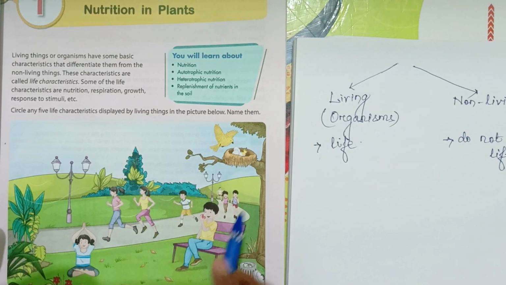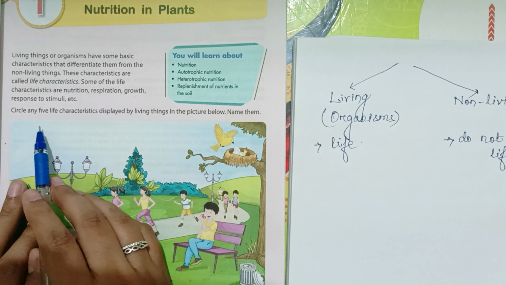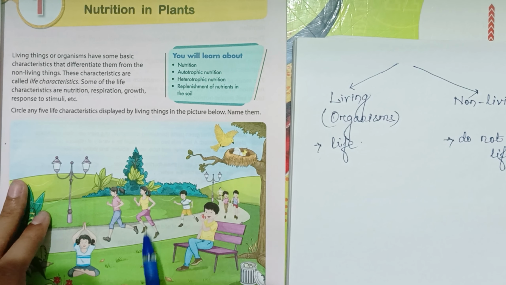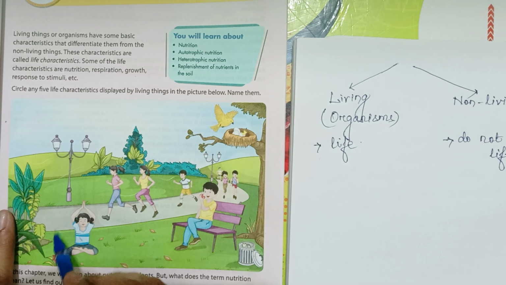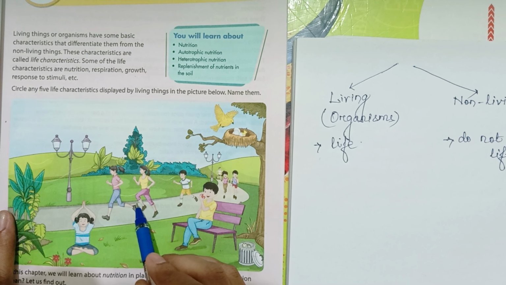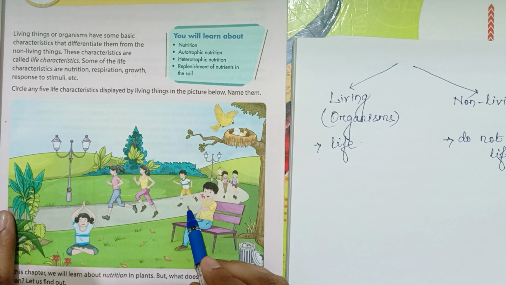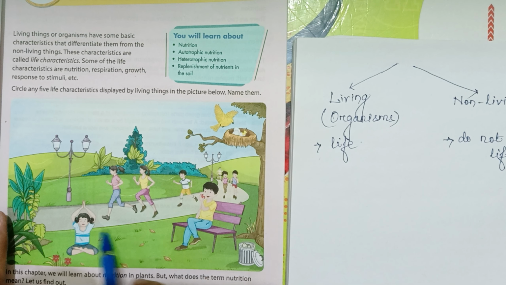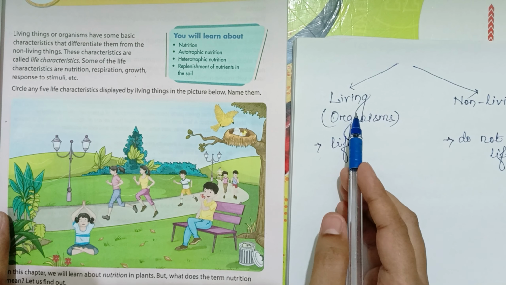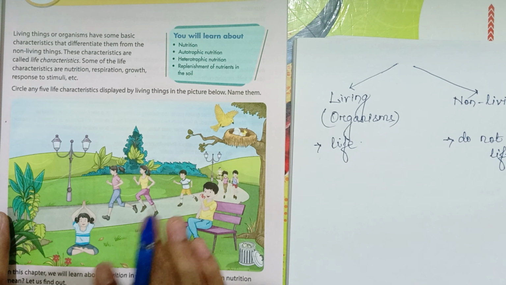So you can see a very beautiful picture is given over here, and it is asking to circle any 5 life characteristics displayed by living things in the picture below. You can see this girl is doing exercise or yoga over here. This is one of the life characteristics. There are two girls, they are running. It is also one of the life characteristics. This boy is also running, and this boy is talking on the phone. That is also one of the life characteristics. Like that you can find 5 characteristics which show that the living organisms have life. I hope you got it.